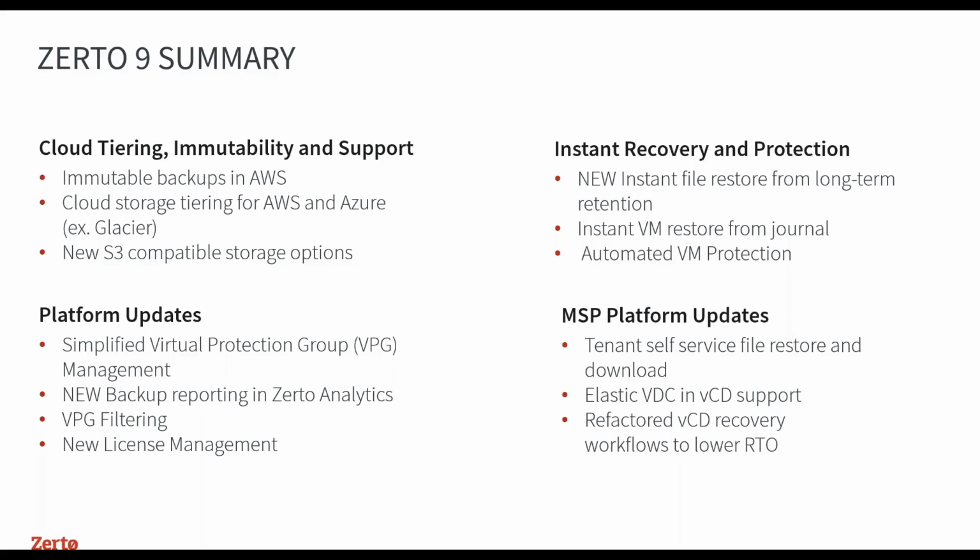We talked about ransomware and instant recovery. We've added instant file restore from long-term retention, both for download and restoring directly back to production. Instant VM restore from Journal, giving you the ability to rewind a VM to how it was 5 seconds ago within mere minutes on production-grade storage. But from a restore perspective, I'm not talking failovers here for anyone that is familiar with Zerto. Now, making sure that no application is left unprotected by using automated VM protection with vSphere tags.